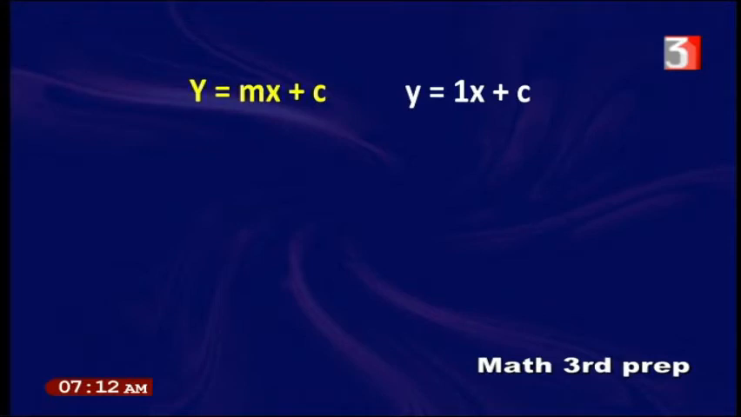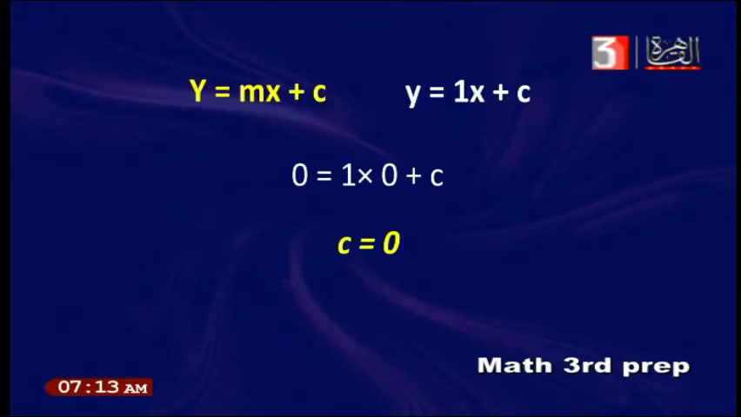So the values of x and y are 0 and 0. By substituting in this equation by 0 and 0, so 0 equals 1 times 0 plus c. In this case, we are going to obtain a result for c as 0. So y equals mx plus c means y equals x plus 0, which is y equals x. And this is going to be the third choice.